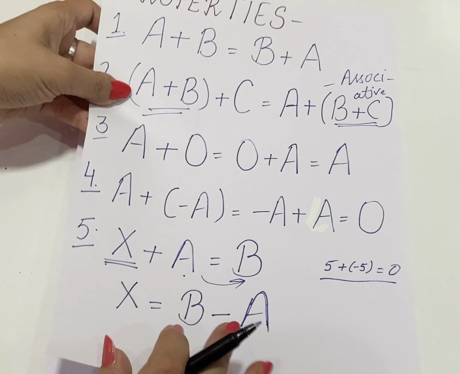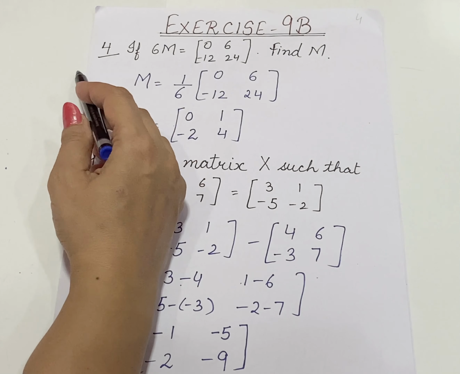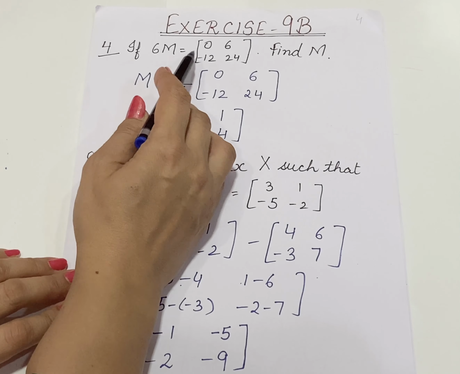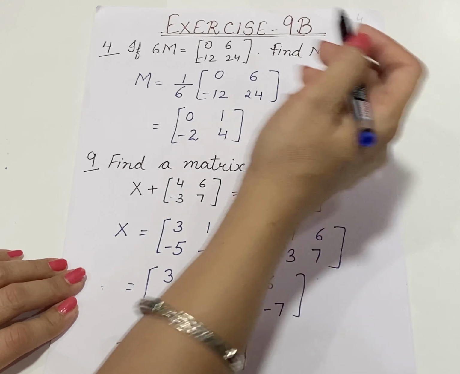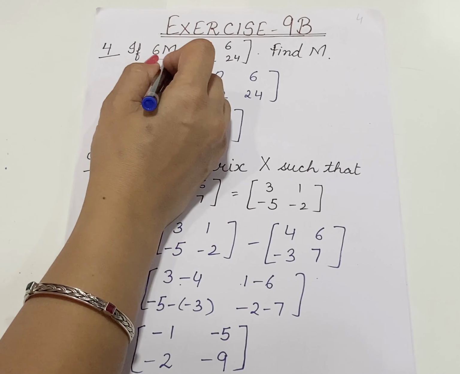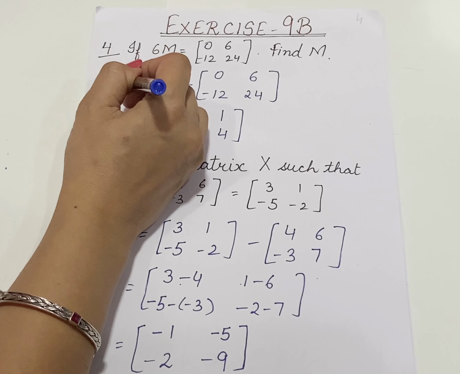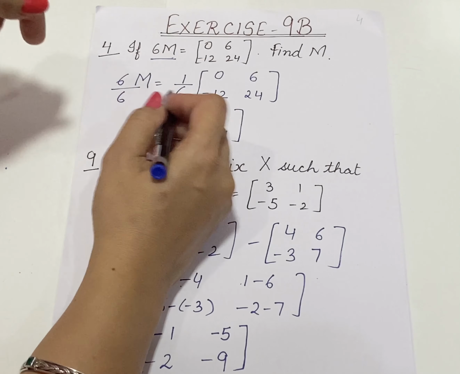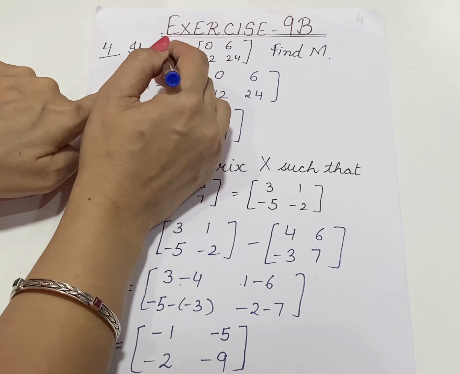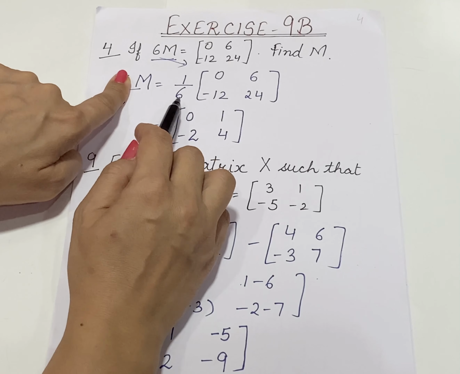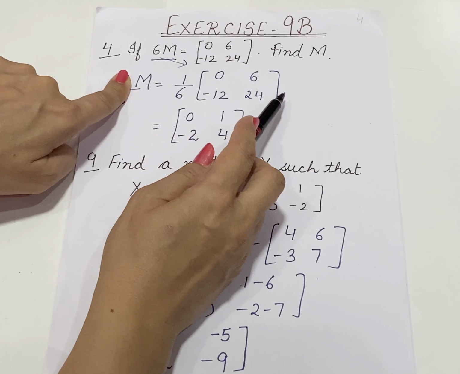Let us start the exercise which is based on these properties. Exercise 9b, question number 4. If 6m is equal to 0, 6, minus 12 and 24, find the value of m. 6m is given to be equal to this. We have to find m. How can you find m? Divide 6m by 6 on both the sides, or in simple form you can say m is equal to this 6 will be taken on the other side. It will come in the denominator. M is equal to 1 by 6 of this matrix.